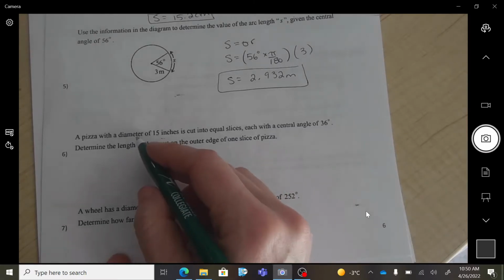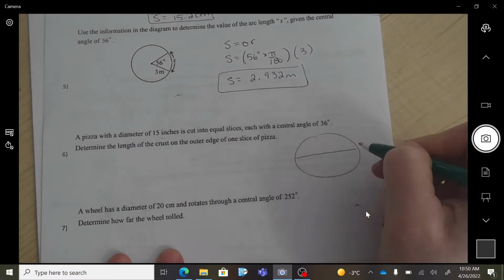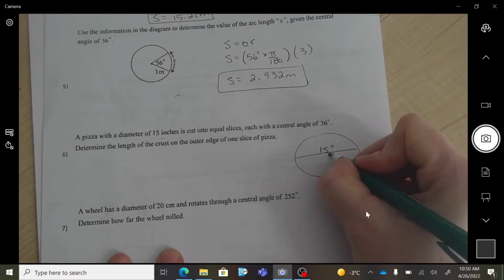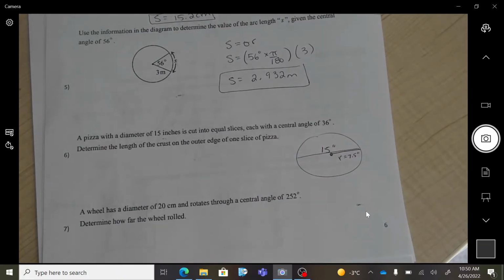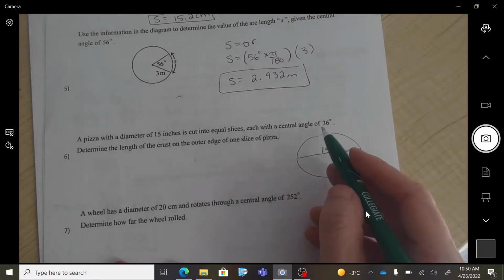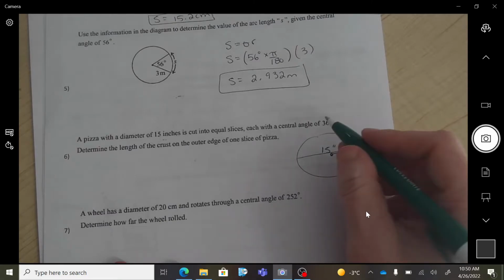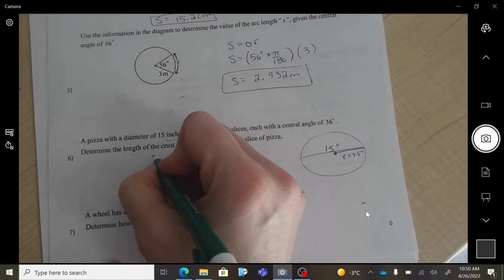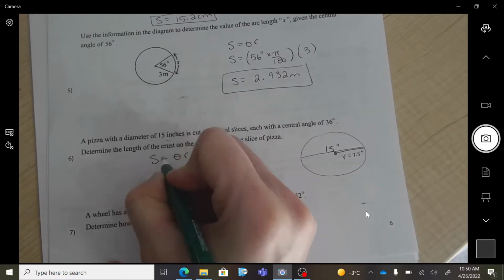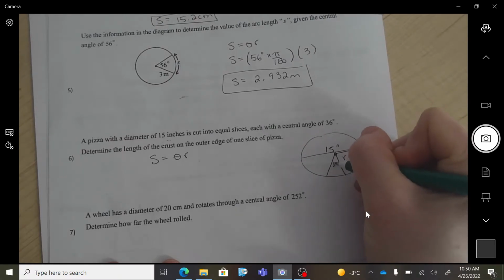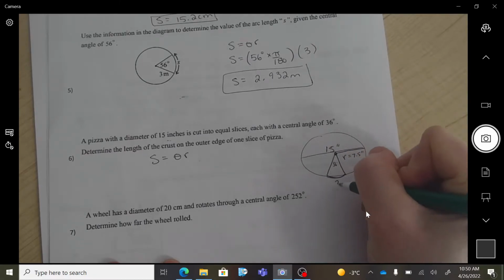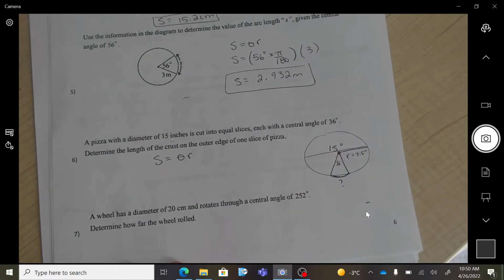A pizza has a diameter of 15 inches, which means the radius would equal 7.5. Okay, and then we want a 36-degree central angle. So this is like a piece of pie or piece of pizza. So 36 degrees, we want to know the arc length of the crust.